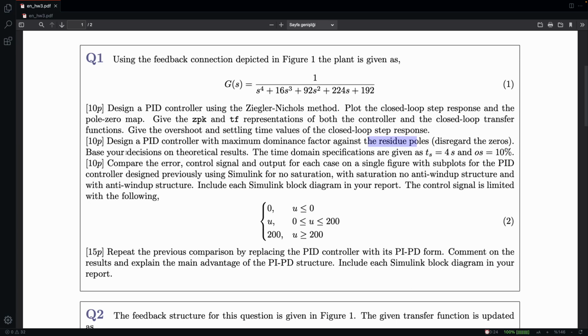But here again, your decisions should be based on theoretical results. What we mean by this is you are not going to use some numerical tools, like saying, I did use a for loop and then I came up with this value. No, you should answer this question in a more theoretical manner, where you can show the source of your decision theoretically. You should solve this equation, therefore this equation gives this result, and that is going to be the maximum dominance factor. That should be the explanation that you provide here.